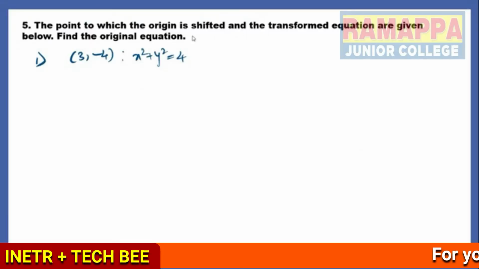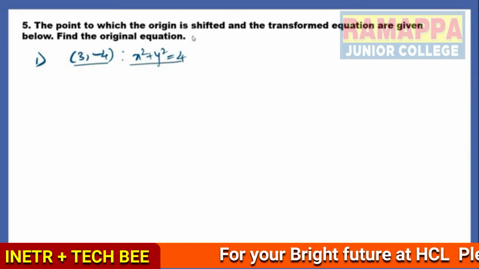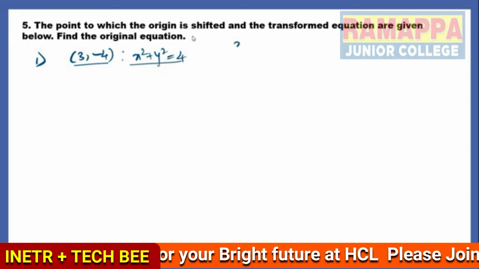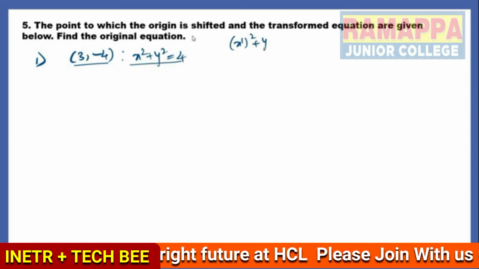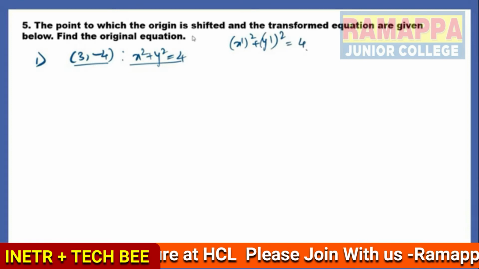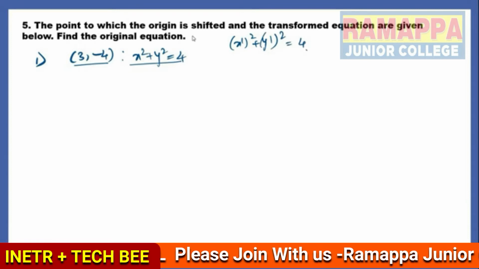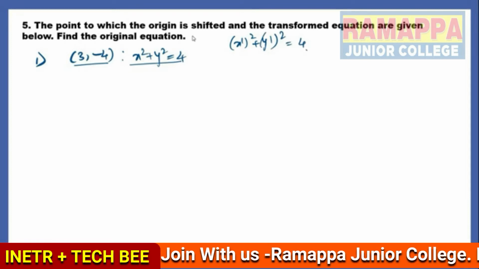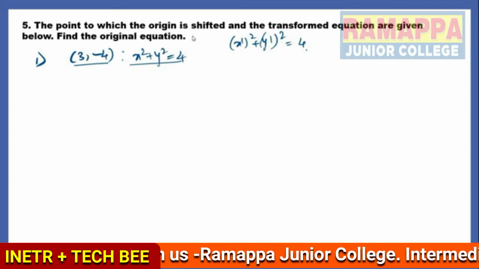So, fifth one here: the point to which the origin is shifted and the transformed equation are given. The transformed equation is x dash whole square plus y dash whole square is equal to 4. Find the original equation, he is asking us. So how do we find the original equation?